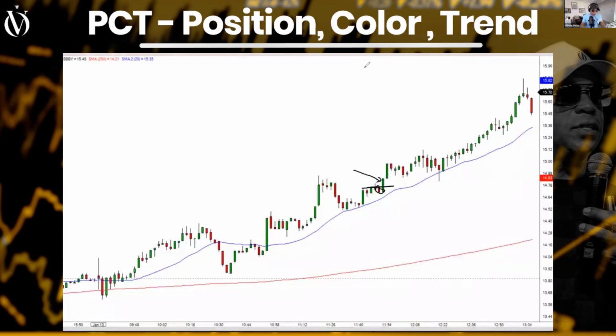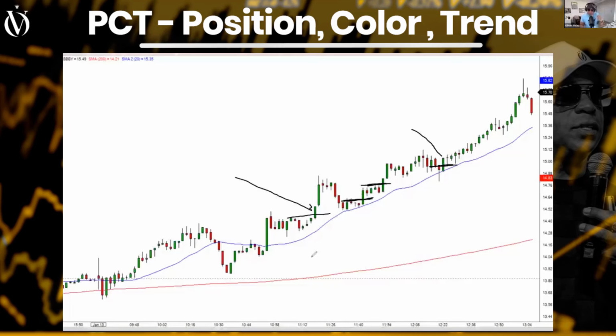Let me erase this here really fast. I want to buy a green overpowering a red. I want to buy green. See that green there? I want to buy green overpowering the red, but near the 20. I want to buy green overpowering a red.